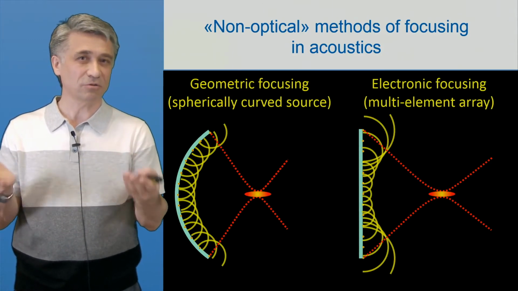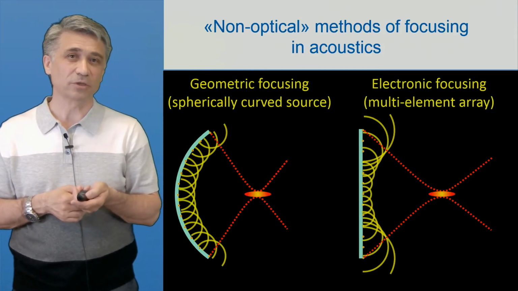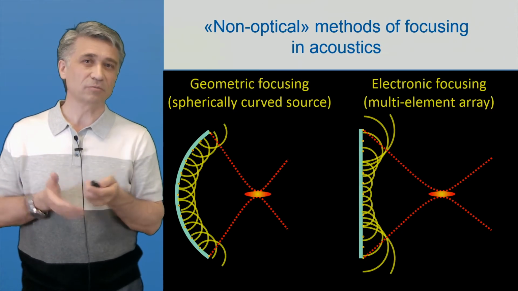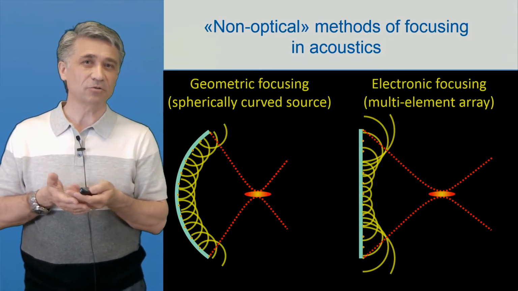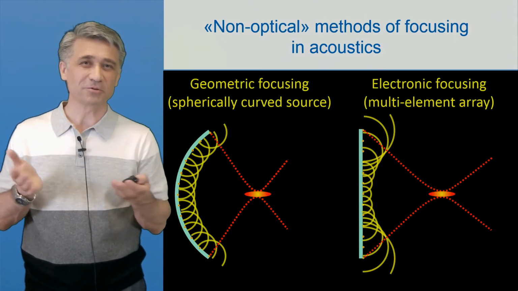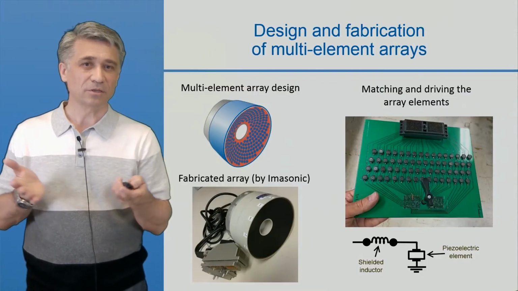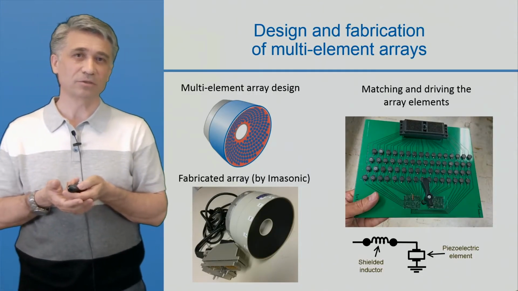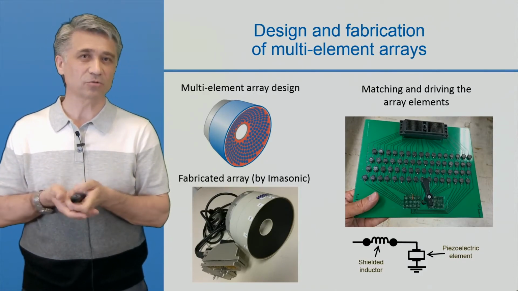Again, no lenses, no mirrors. It's quite a beautiful idea, and the second idea, the multi-element array, is quite elegant and the most powerful. The price for this efficiency is that you need to have not a single element, but many elements, and drive them independently. But nowadays it's not a problem. The ultrasound technology is developed well enough so that we have these sources.